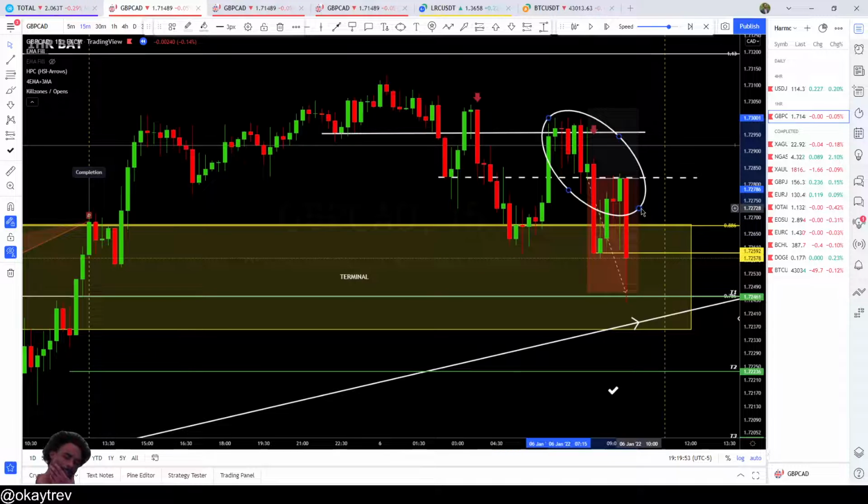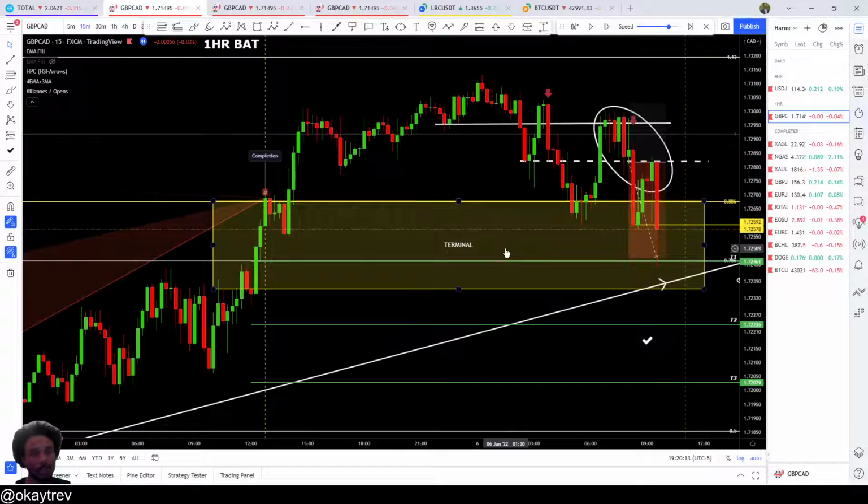Hey, yo, Trev, you trying to make some money today? Oh, yeah. You trying to make some money on GBP CAD on a 4-hour time frame, specifically on the break of structure right here at 72850? Yeah, bet, run it. As price is running back down here into our terminal bar, this yellow zone right here where it says terminal is our terminal bar.